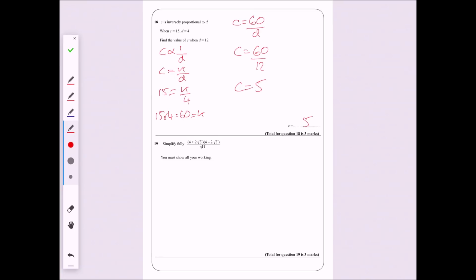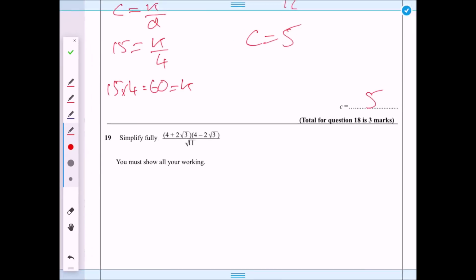Question 19, simplify fully all of those surds there. So you must show your full working out. We've just got 2 sets of brackets we need to expand, and actually, even though it looks really complicated, a lot of it will cancel out. So I'm just going to zoom in a little bit here.